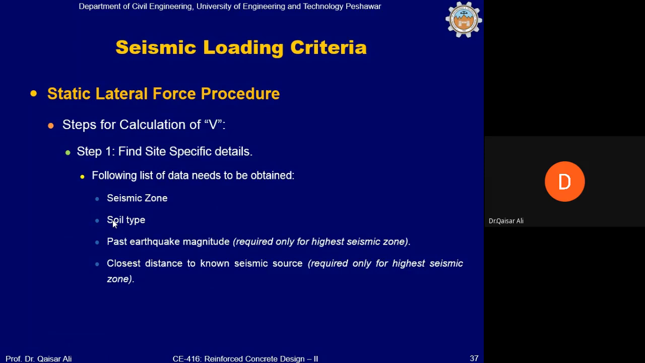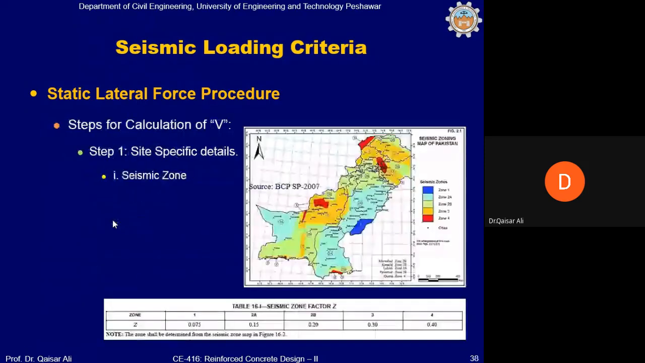And past earthquake magnitude is also required. This is required only for the highest seismic zone, zone 4. Closest distance to known seismic source. These two pieces of information are required for seismic zone 4. Otherwise, seismic zone and soil type are enough for all other zones.